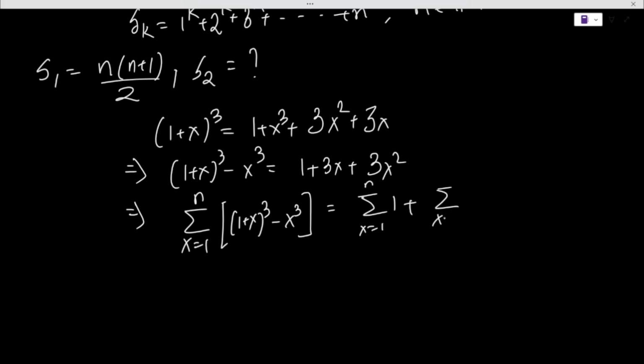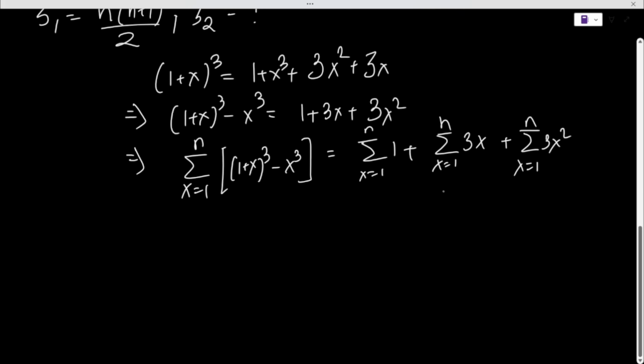This becomes the sum from x equals 1 to n of 3x, and this becomes the sum from x equals 1 to n of 3x square. It's a pretty simple technique, but I'm betting that most people haven't seen this, which is why I'm making this video to make sure everyone knows about how these are found.